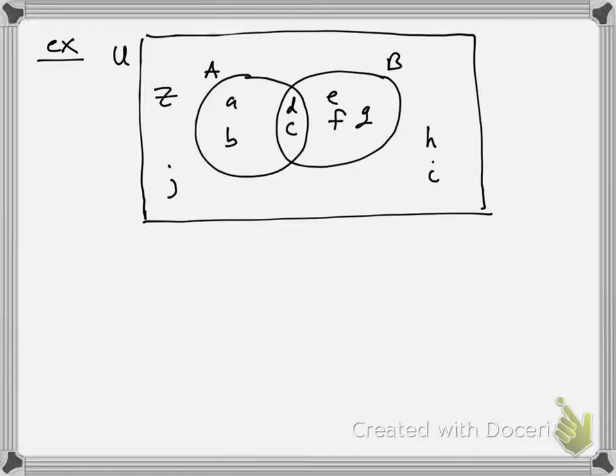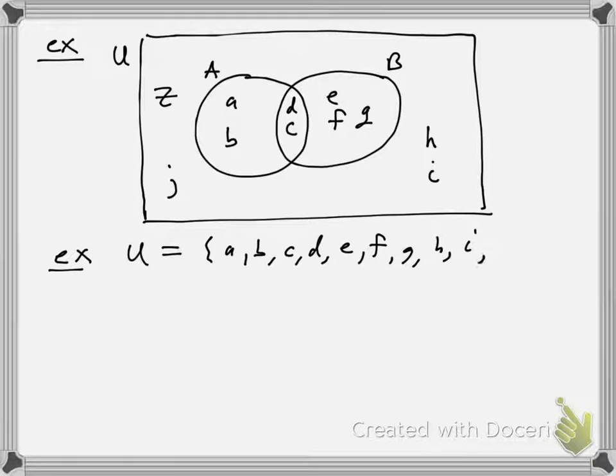Okay, so let's take an example. Let's first identify what U is. Well, U would be all these letters, wouldn't it? It's everything inside the big square, which includes the things in A and B and the things outside A and B. So this would be A, B, C, D, E, F, G, H, I, J, and Z. Okay, that's the universe.